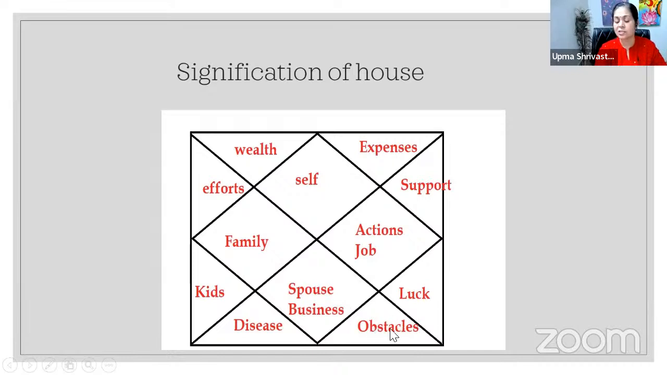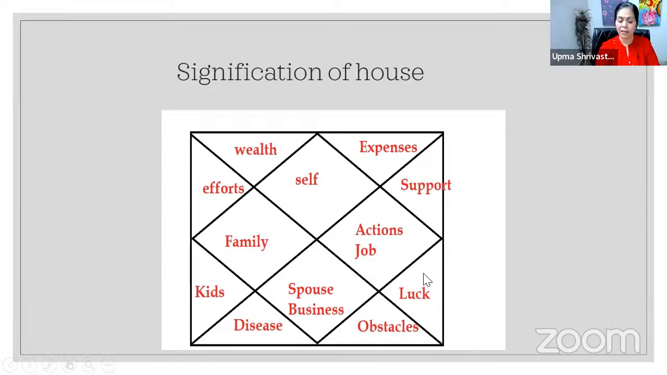After the seventh house, this is the eighth house. The eighth house indicates obstacles. Saturn rules the eighth house because obstacles are the main things governed by Saturn. This house also indicates longevity, how long a life you will have. Your sudden gains or sudden loss are also checked from this house. Inheritance, whether you will get inheritance or not, court cases, chronic disease, all these we check through the eighth house.